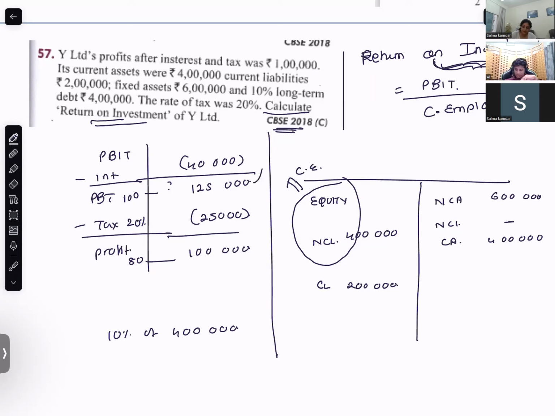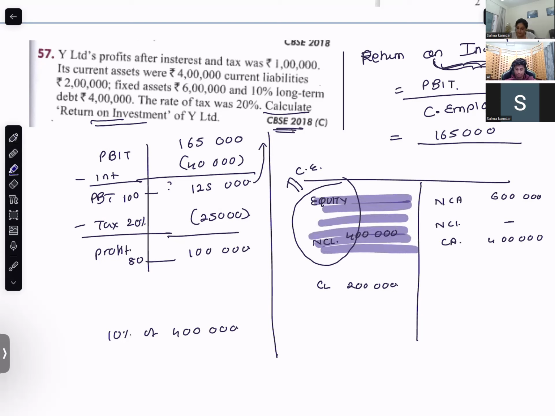I'll go reverse, from down to up. So I will add 165,000. So profit before interest and tax is 165,000. Now my target is to find capital employed. That means I need the total of equity and non-current liability. Are you with me? Yes, ma'am.